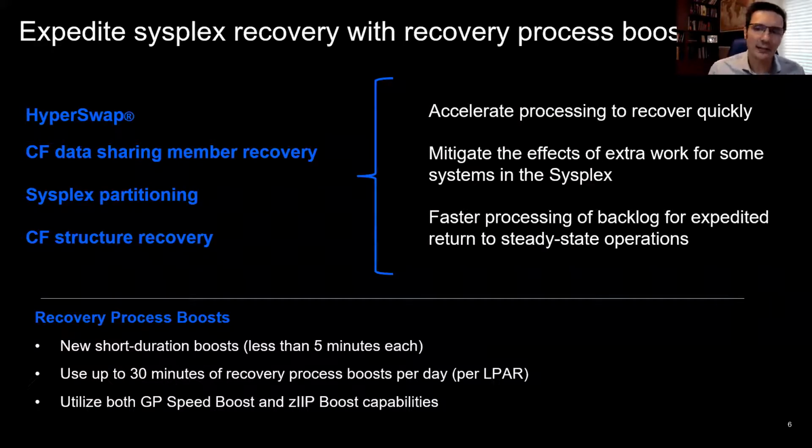And so with these recovery process boosts, this new flavor of System Recovery Boost, we are boosting four types of actions. We have HyperSwap, we have CF data sharing member recovery, we have Sysplex partitioning, and we have CF structure recovery. Each one of these actions can avail itself of the Sysplex recovery process boosts. And the idea, again, is that we're going to be able to recover the workloads quickly and resume normal operations as fast as possible.